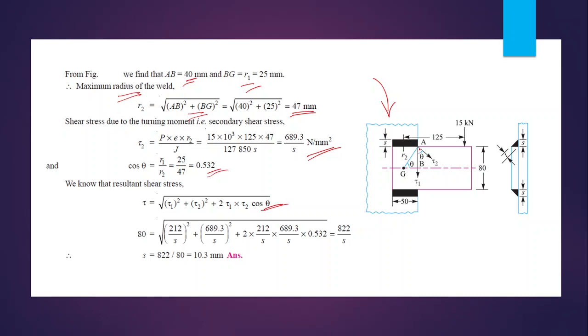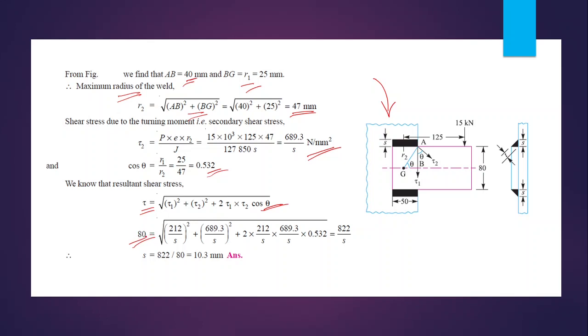We already have this equation: the resultant of two forces, when the angle between their lines of action at the meeting point of those two forces is equal to theta, is equal to this one. Then we can find out this tau as 822 by S, and that must be equal to the given maximum permissible shear stress, which is equal to 80.